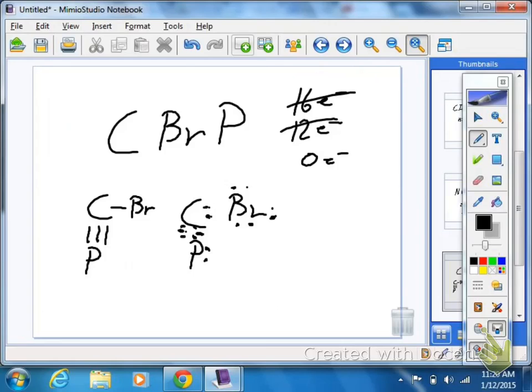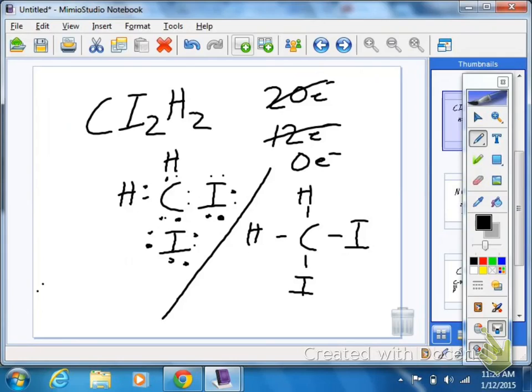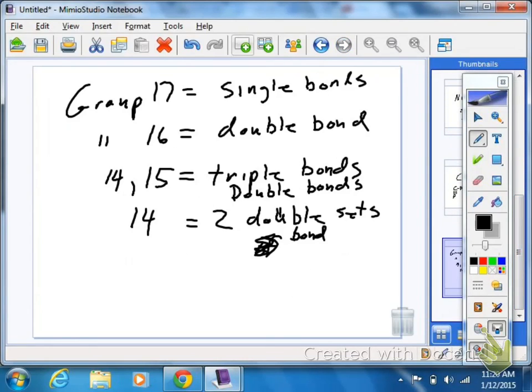Yeah. I guess when we go back to that, I left out maybe some things, but when you look at it, group 14 can form 2 double bond sets. You can also form 1 triple bond and a single. I was looking at, I thought it was here, group 15. Or, 14. No, 15. Yeah. Carbon. Okay?